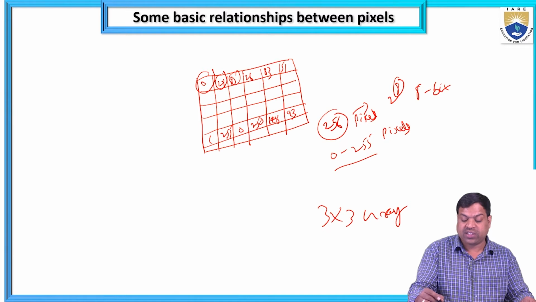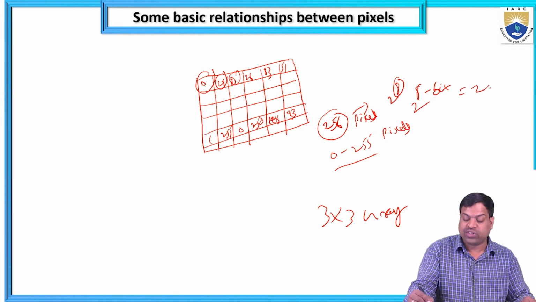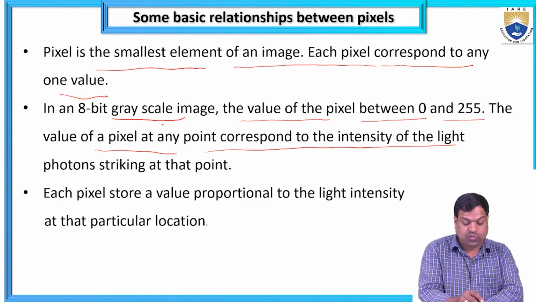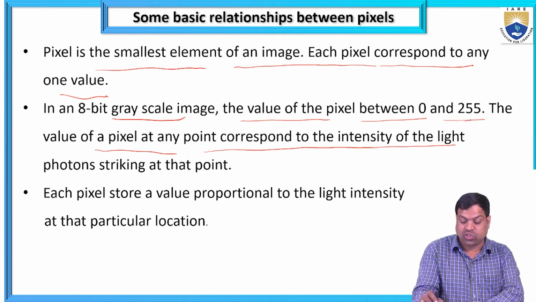That is an 8-bit grayscale. 8-bit means 2 power 8, which means 256 levels. So I'm taking the range as 0 to 255. Here 8-bit means 256, so the range is 0 to 255.